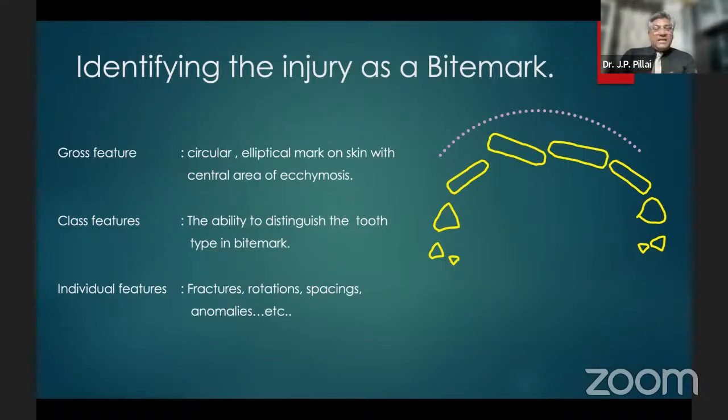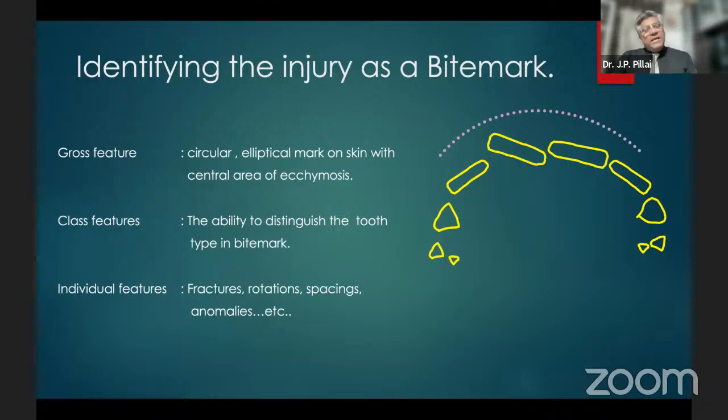Now, individual characteristics, for example, one particular tooth will be rotated. You can see here itself, in this, one of the central incisors shows a unilateral winging. It is slightly rotated mesiodistally, so this is not in line with the rest of the teeth. This particular person has an incisor which is slightly showing the unilateral winging pattern. So this can be considered as an individual characteristic.